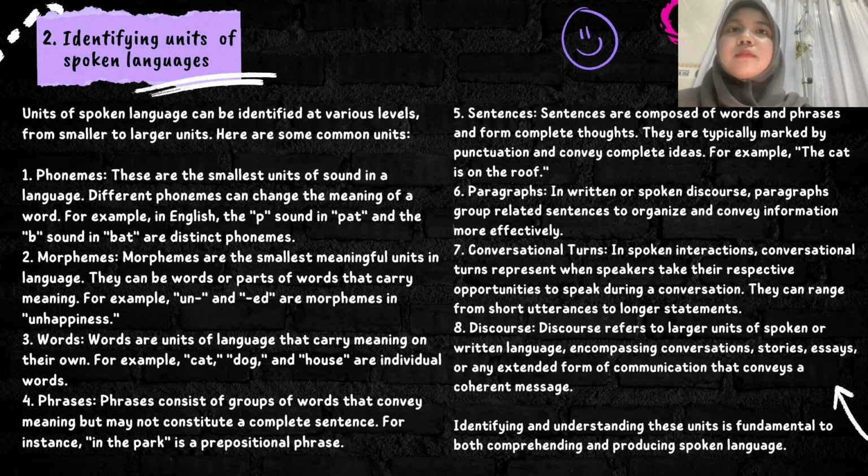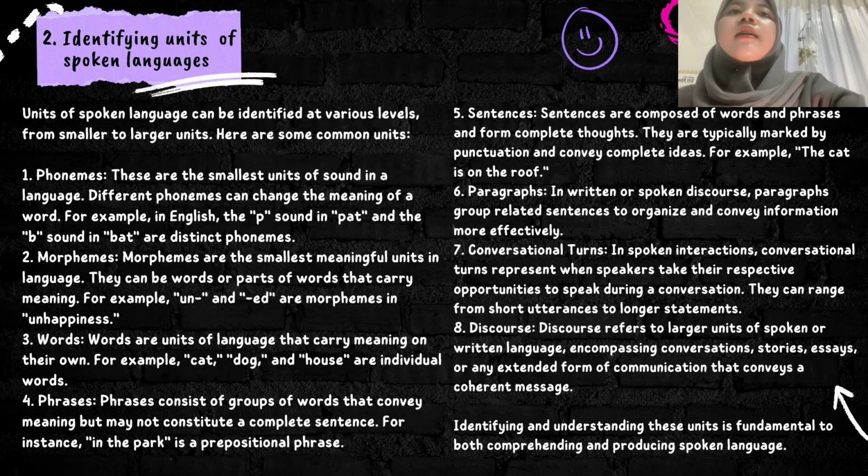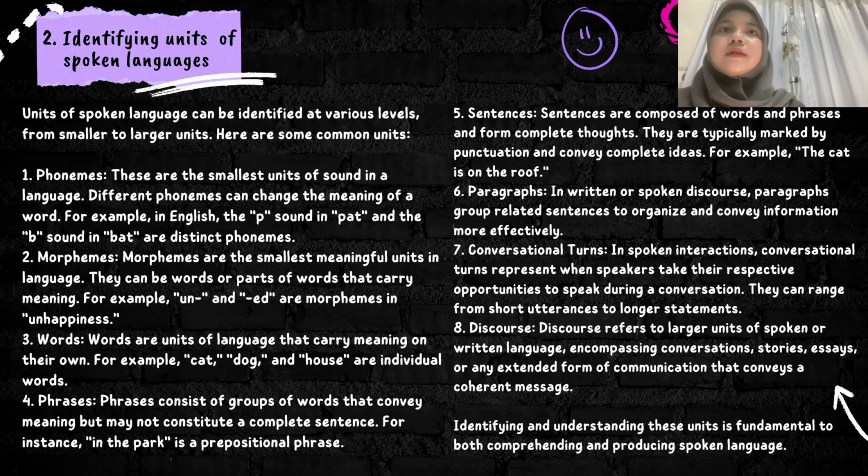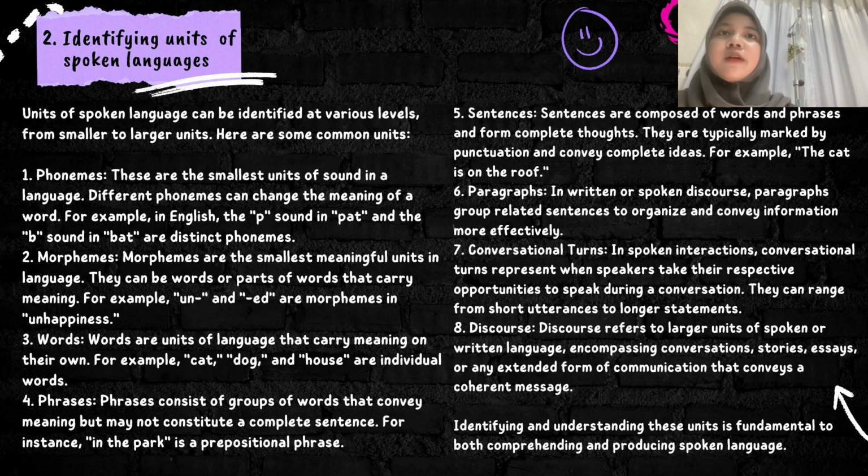2. Morphemes are the smallest meaningful units in language. They can be words or parts of words that carry meaning. For example, un and ness are morphemes in unhappiness. 3. Words. Words are units of language that carry meaning on their own. For example, cat, dog, and house are individual words.